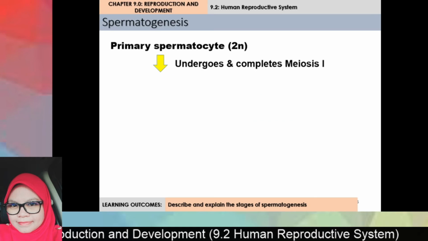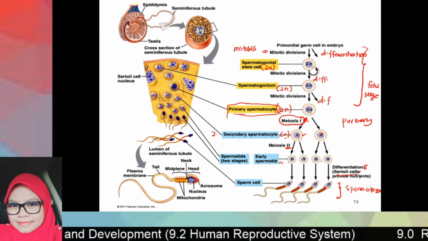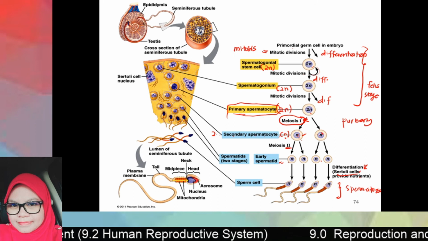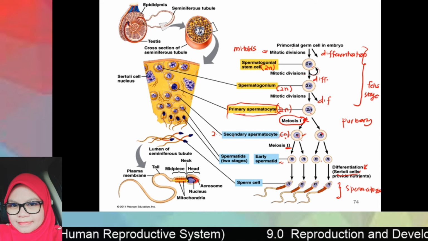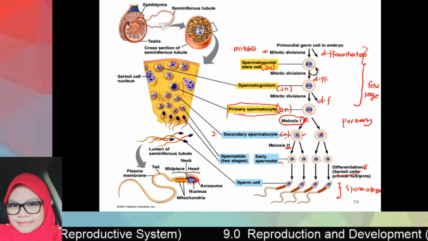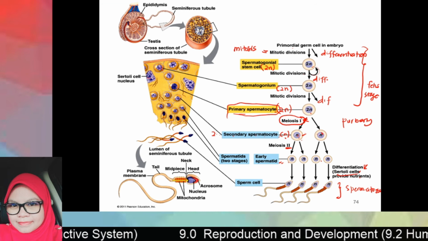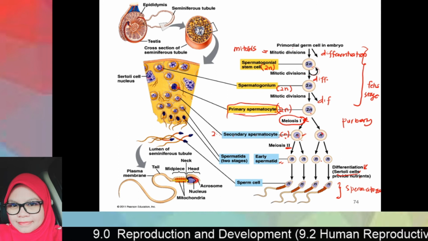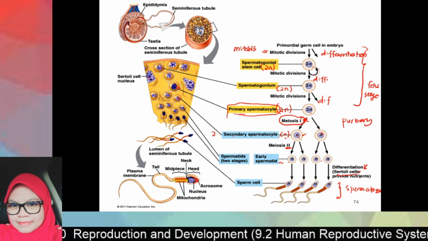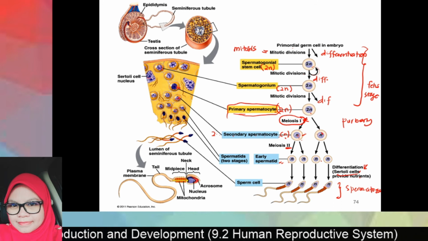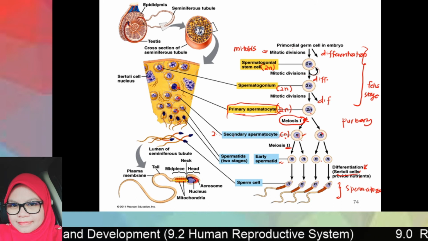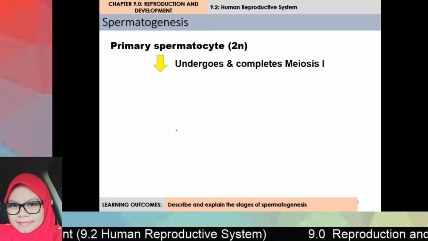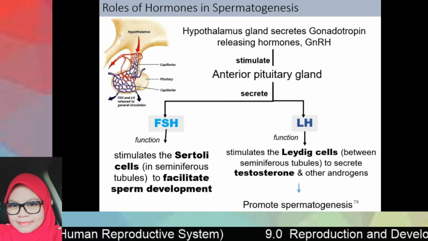Hopefully you can remember the stages. And look at this picture. Okay, so here is referred to Sertoli cell. This one is referred to spermatogonium. After spermatogonium is primary spermatocyte, then secondary spermatocyte, and then early spermatid, and here is the spermatid, and finally the spermatozoa. Okay, again the same thing.